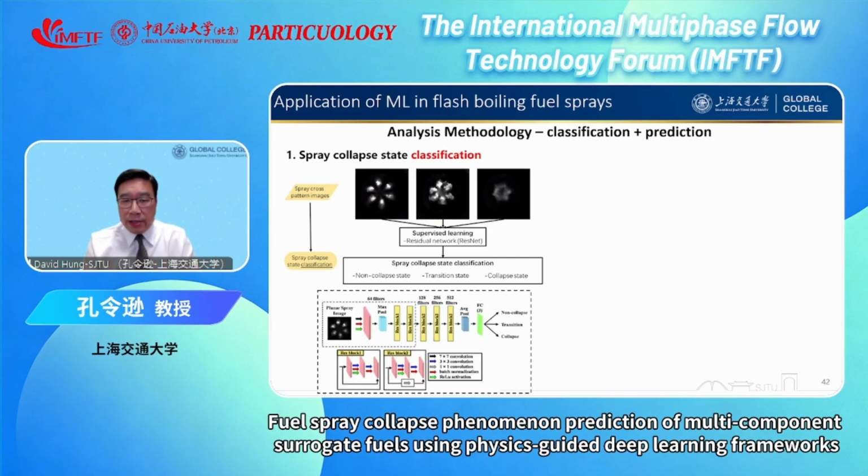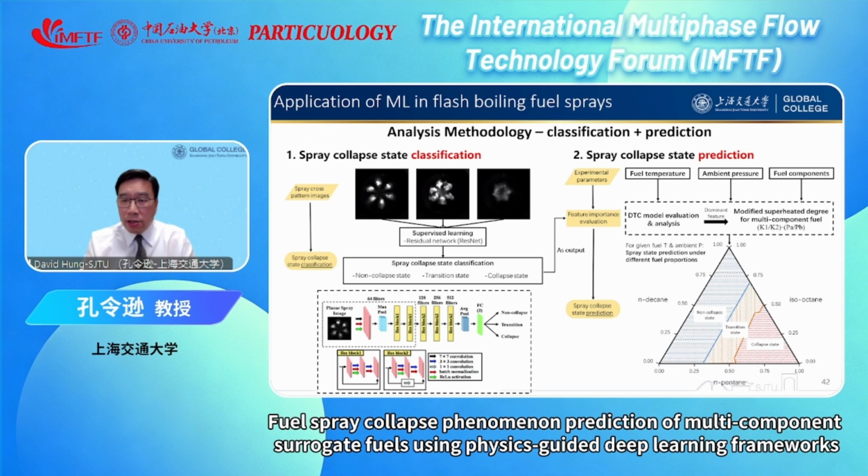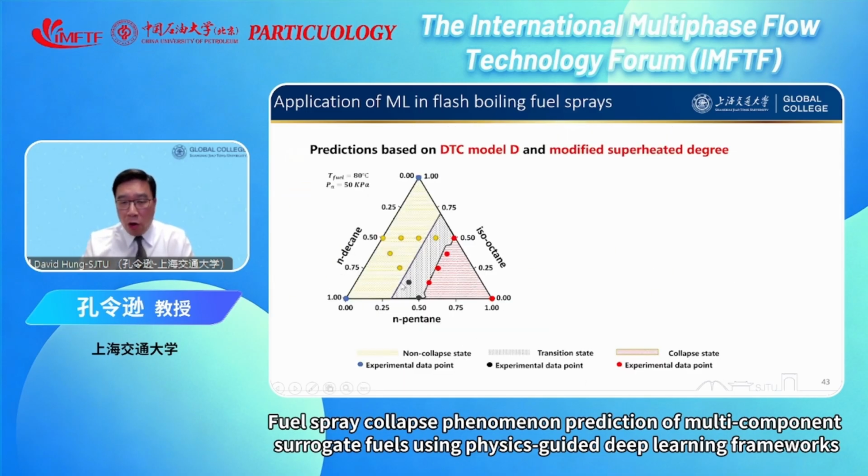It's a machine learning network that allows us to classify, which is a residual network, a supervised learning network. And then we fit that into another network, which is called decision tree classifier, where we identify fuel temperature, ambient pressure, and component as the input. And then we use classification and also the residual network to combine into forming this type of map. So this map now identifies which zone is going to be non-collapse, which zone is semi-collapse or transition, which zone is going to be collapse.